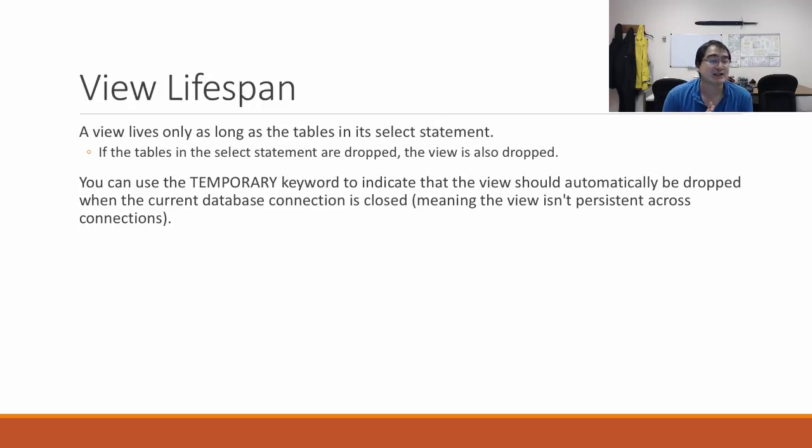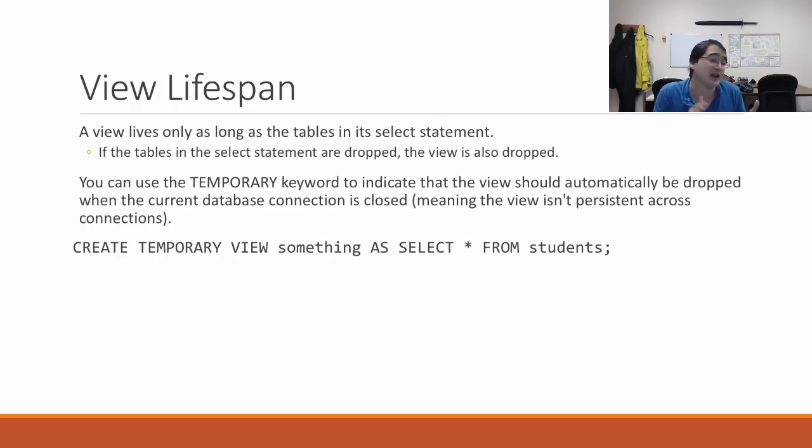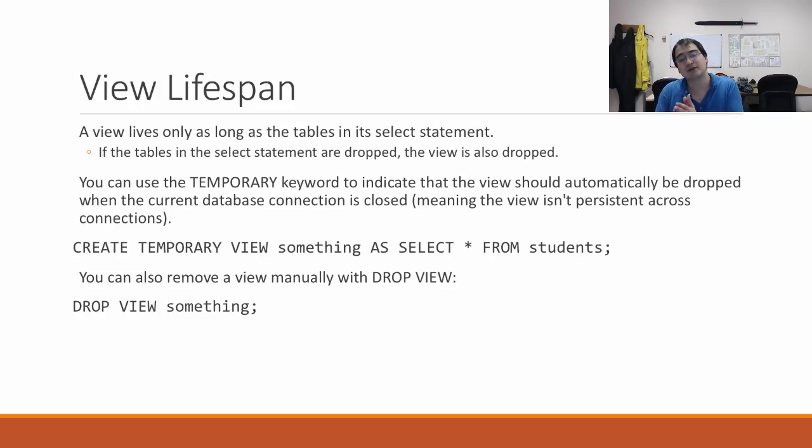Another thing you can do is you can actually use the word temporary to say, hey, this view shouldn't even live as long as the tables exist. It should automatically be dropped when the current connection to the database is closed, meaning that you made the view for the purpose of this connection. Database, don't bother keeping it around after I'm done with it. So the way that you do that is you say create temporary view something as select star from students. So you have that temporary keyword to say delete me when my connection closes. However, you can also remove a view manually using the drop view if you want to do that as well.